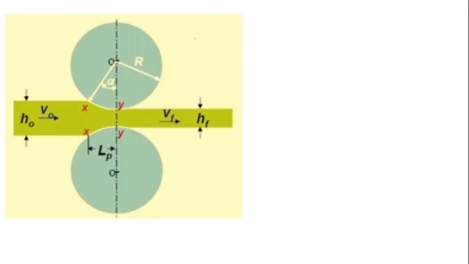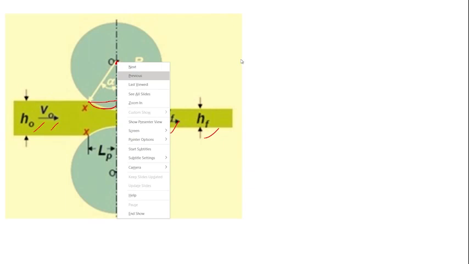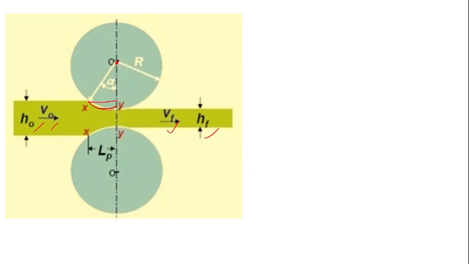Okay, this is the geometry. There are a few things that you should know: your initial height is called h naught, your initial velocity will be v naught, the final velocity of the sheet will be vf, and the final thickness will be hf. This is what we call the projected length, and this is what we call the contact length. The angle that the contact length subtends at the center of your roll is called the bite angle, or alpha. So these are the terminologies that you should know.